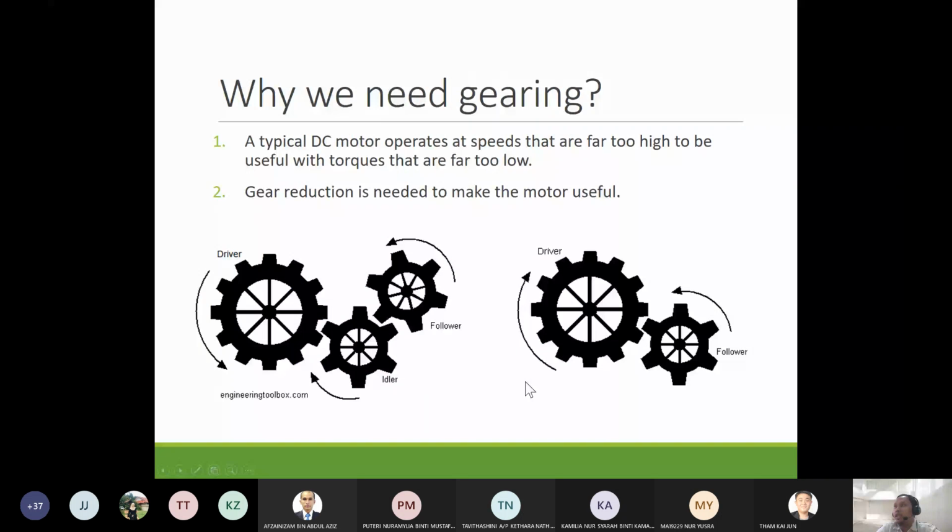So why do we need gearing? Take a typical DC motor. Maybe some of you are designing an IDP project involving a DC motor. A DC motor usually has a smaller torque but a very fast speed. So we need to reduce the speed and increase the torque so that it can rotate bigger components. That's why we need gears. We apply gears onto the DC motor so that it can turn a bigger or heavier load.